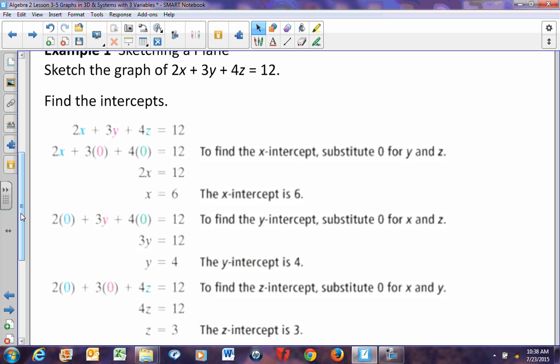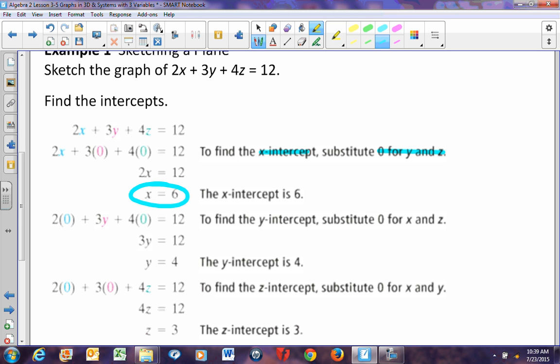To find the x-intercept, solve for x, everything else becomes 0 that has a variable with it. So to find the x-intercept, substitute in 0 for y and z. That's simply what we did. So we had 2x plus 3 times 0 plus 4 times 0. So 2x equals 12, so x equals 6.